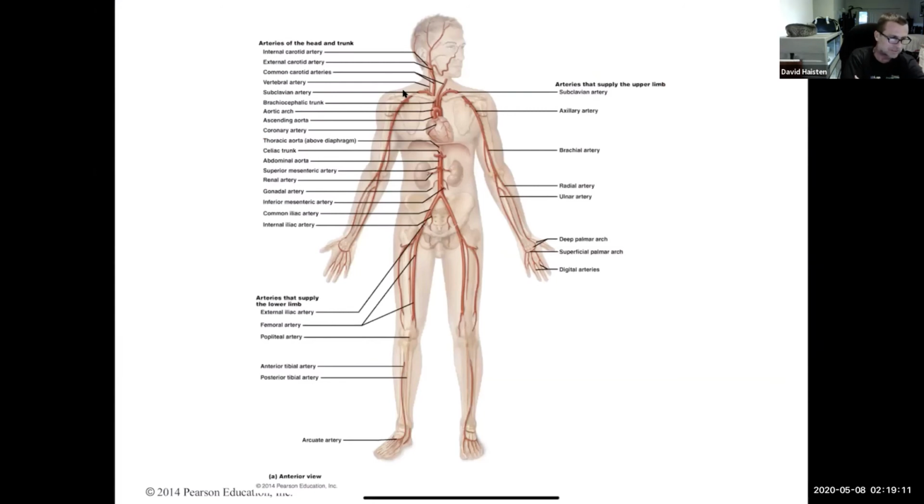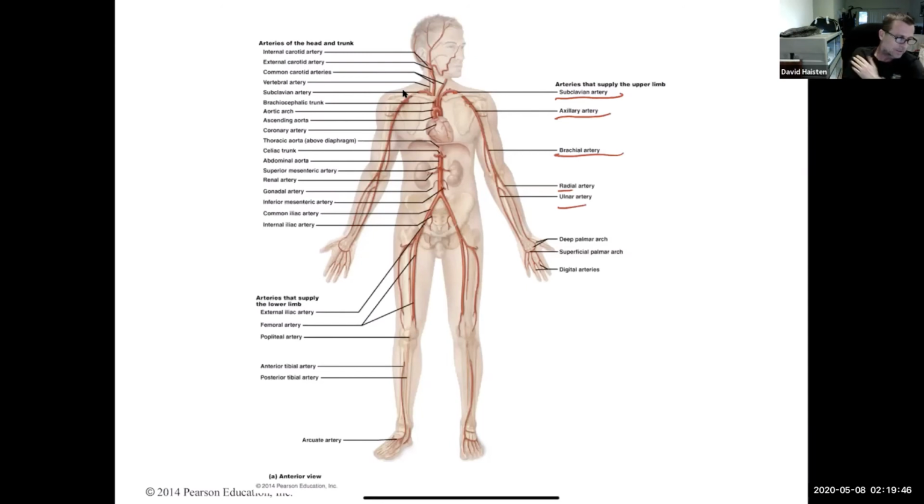Okay, so here's the subclavian artery. As it heads on down through your armpit, the axillary region, it's the axillary artery. As it heads on through your brachium, it's the brachial artery. Okay, it's going to split. The street just widens out. We had a street and it's split into two smaller streets. We have the radial artery and the ulnar artery. Then we head into your hand and there are the deep palmar arch, the superficial palmar arch, and digital arteries.